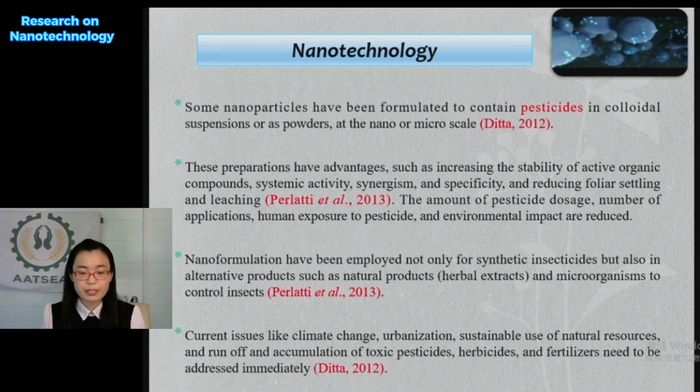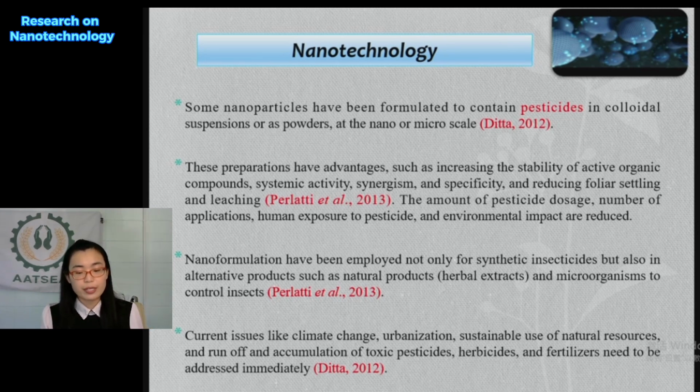Some nanoparticles have been formulated to contain pesticides in colloidal suspension or as powders at the nano or micro scale. These preparations have advantages such as increasing the stability of active organic compounds, systemic activity, synergism, and specificity, and reducing foliar salting and leaching. The amount of pesticide dosage, number of applications, human exposure to pesticide, and environmental impact are reduced.